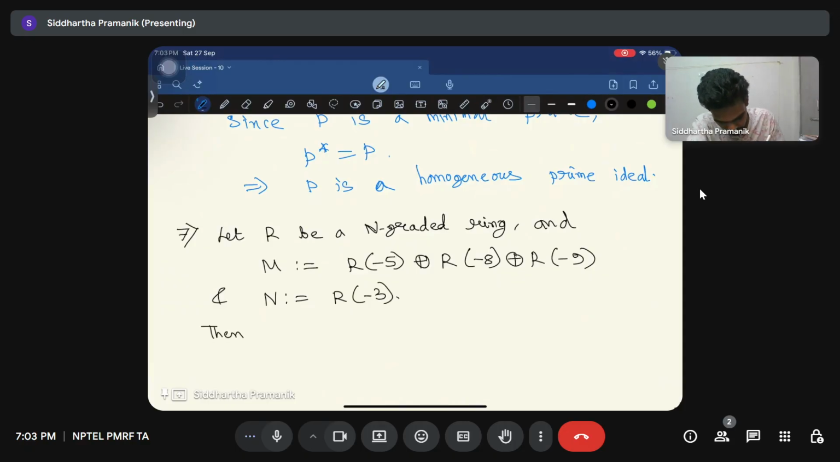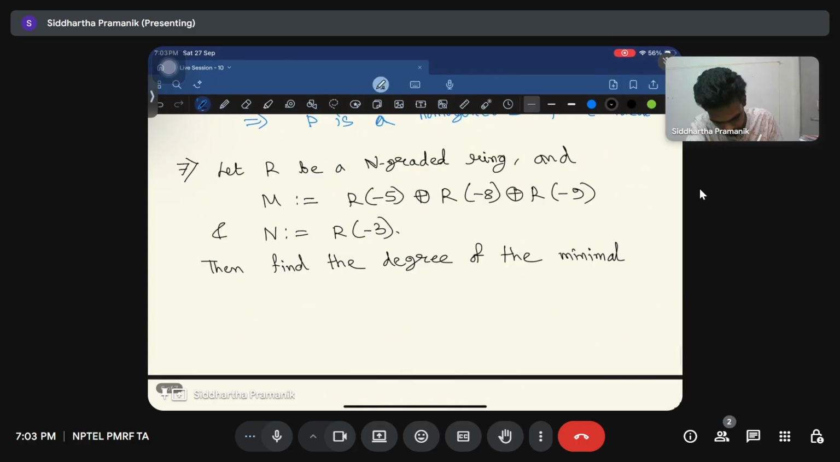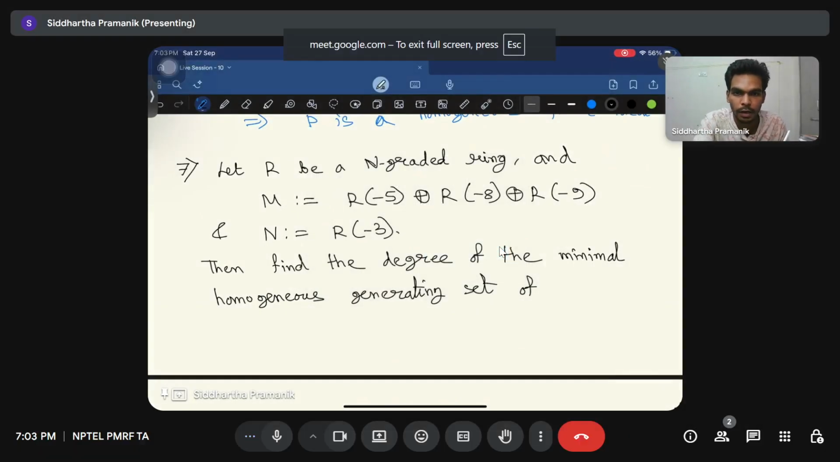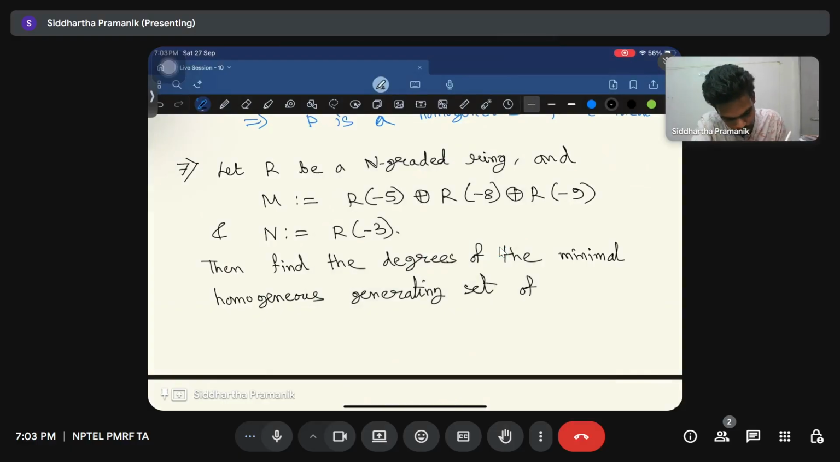Then find the degrees of the minimal homogeneous generating set of the graded module Hom of M comma N.